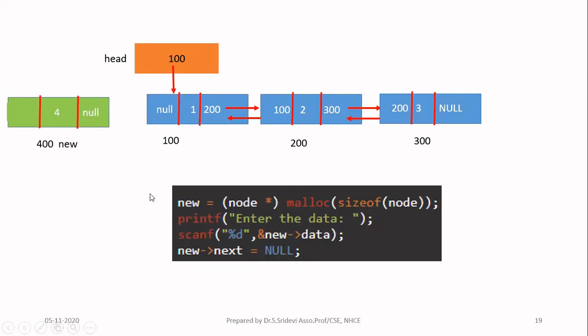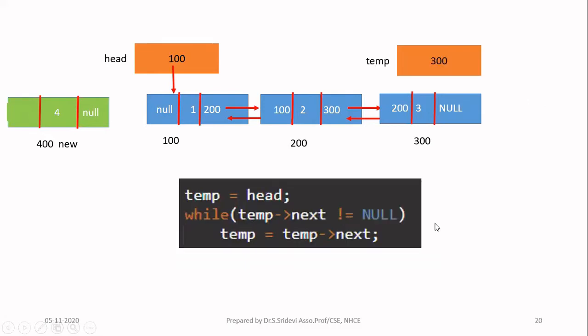Next, what we have to do? You have to insert this 4 after this 3. Here you have to insert. So now let us see the steps. So now I need to insert this 4 after the last node. I don't know what the last node is now. Since I don't know the last node, I have to start my traversal.